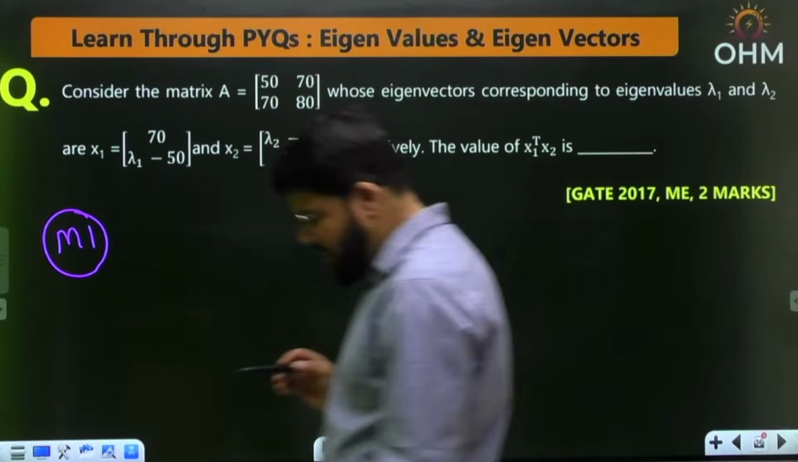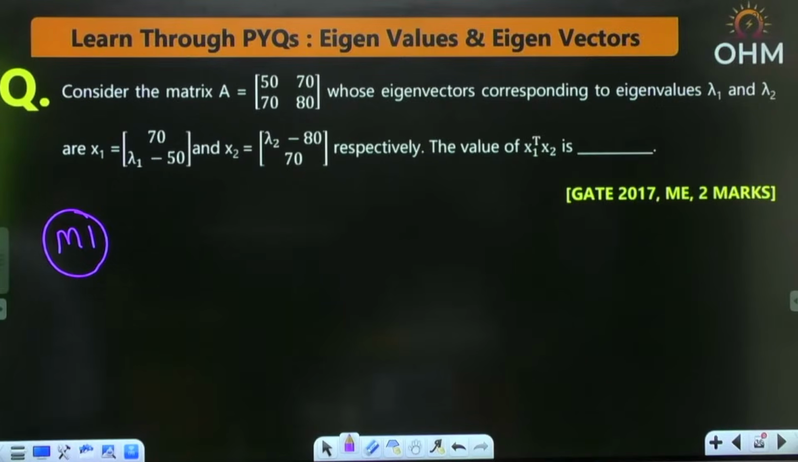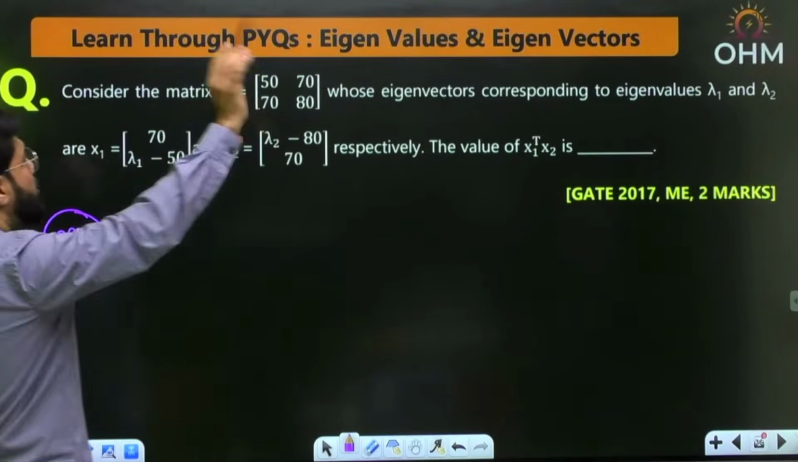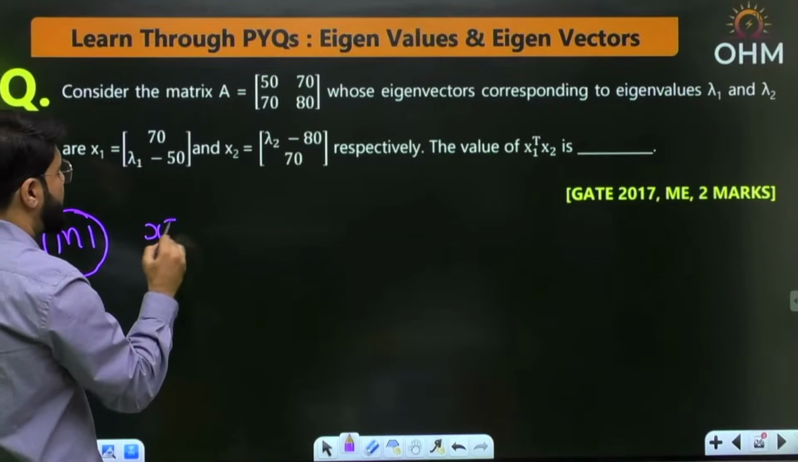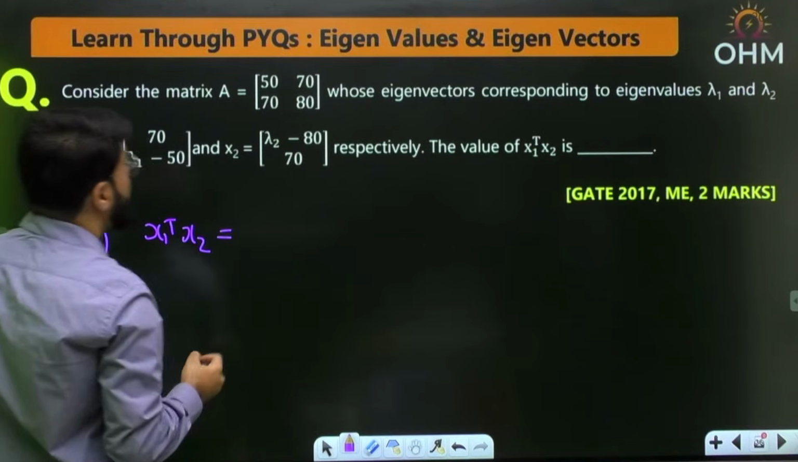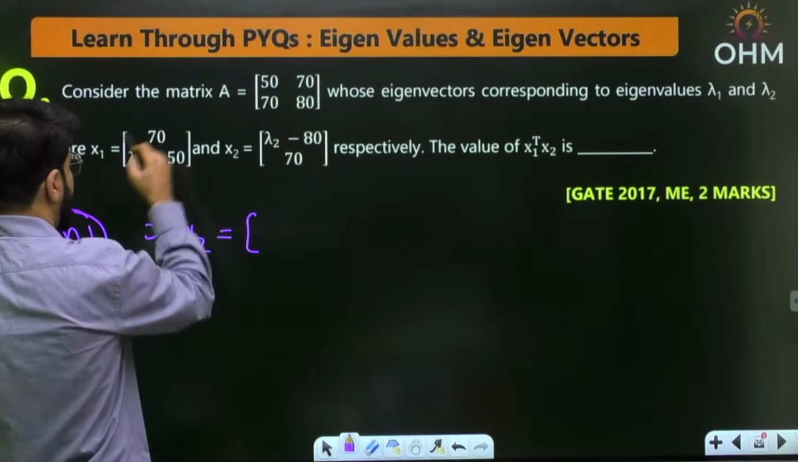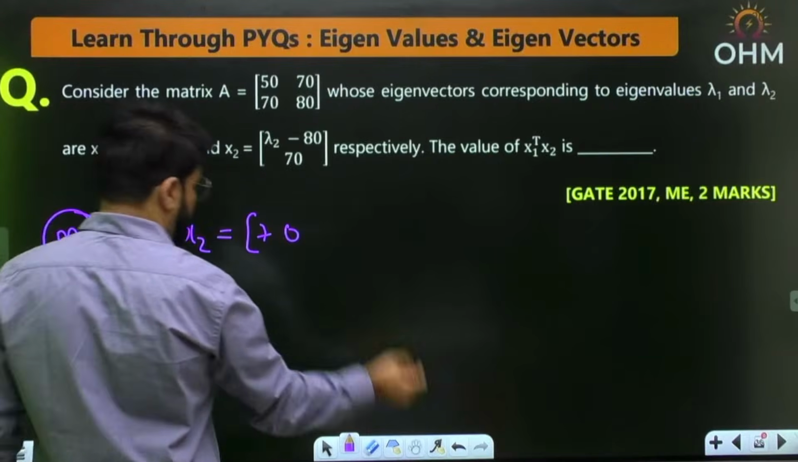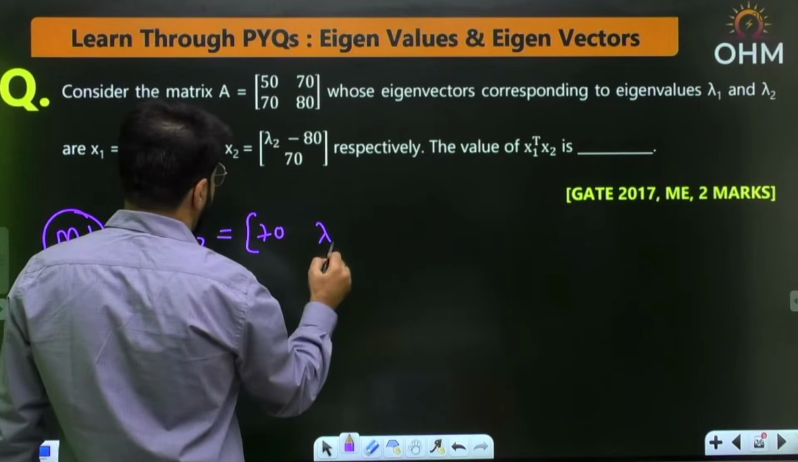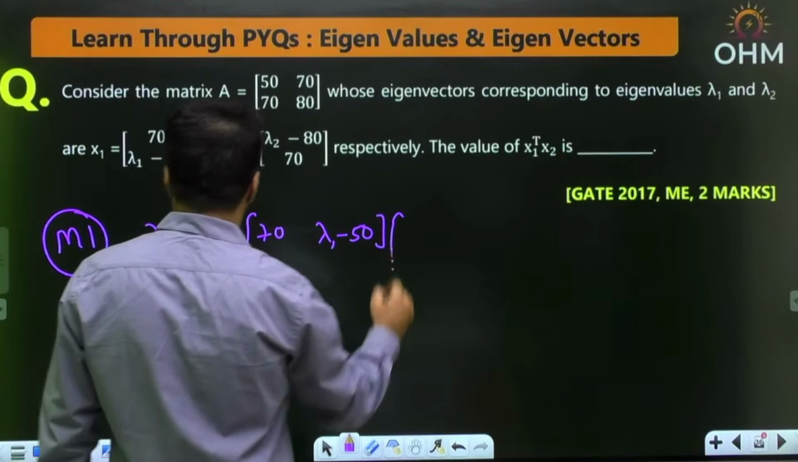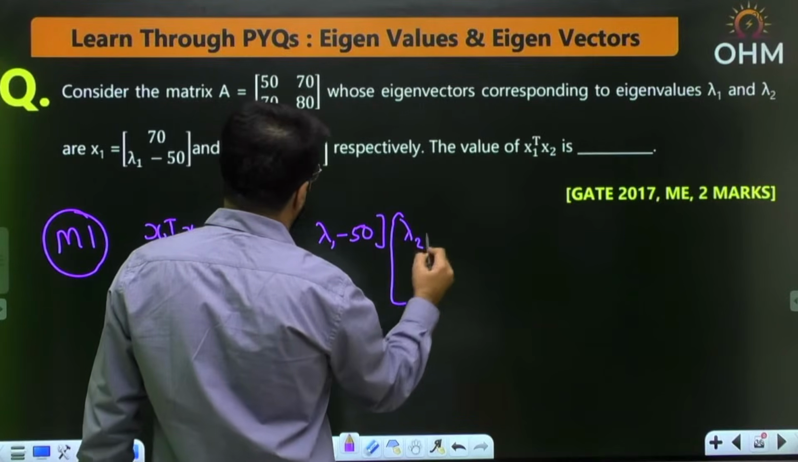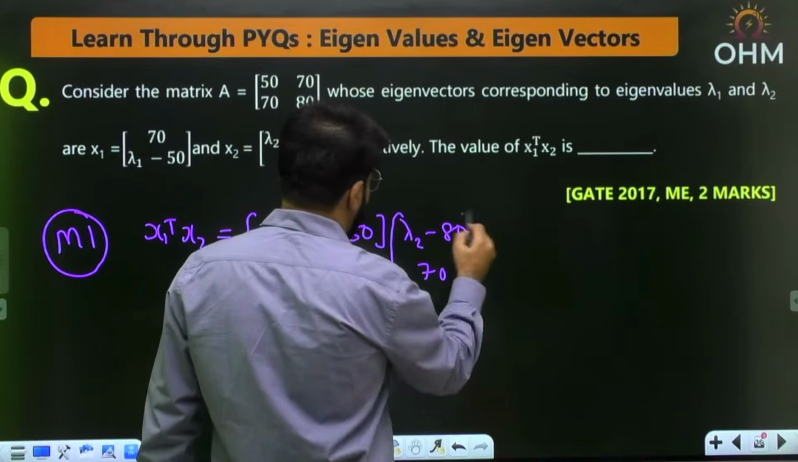Method 1 and method 2. So what is method number 1? You don't apply any property. You start calculating x1 transpose x2. x1 is given. Take the transpose of it, that means convert it to a row. It becomes [70, lambda 1 minus 50]. And then x2 is [lambda 2 minus 80, 70].